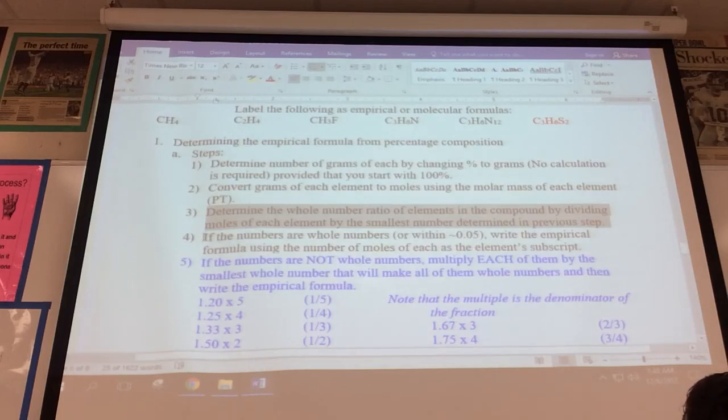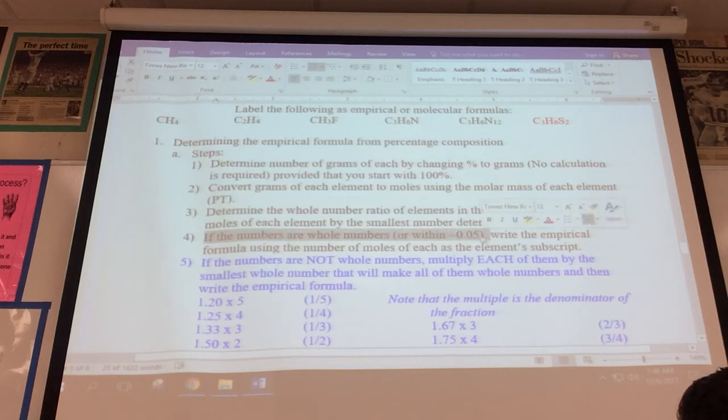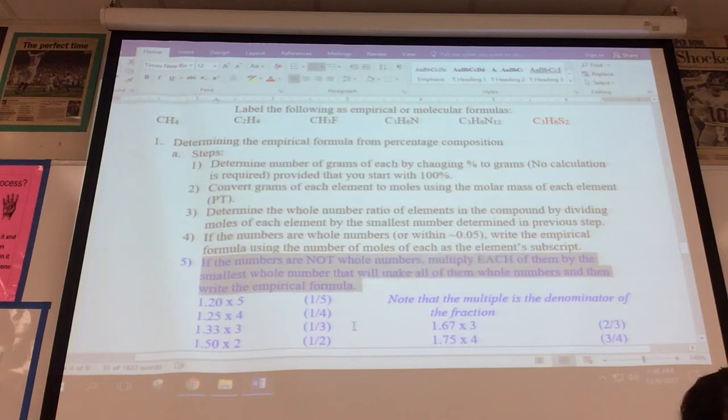If the numbers that you get after the division are whole numbers or within 0.05 of a whole number, you'll write the empirical formula using the number of moles as each element subscript, and I'll show you exactly how to do that. If when you divide you don't get whole numbers, there's an additional step to do, and we'll focus on that in about 15 minutes once you have the framework of these 4 steps down cold.